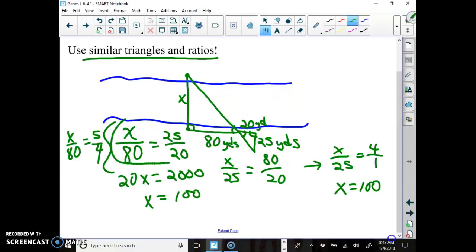Make sure you set up your ratios, your proportions correctly. So I did the corresponding sides. X and 80 are the two sides on the big triangle. 25 and 20 are the corresponding sides on the small triangle. Be careful that you get the 20 across from the 80, the 25 across from the X.